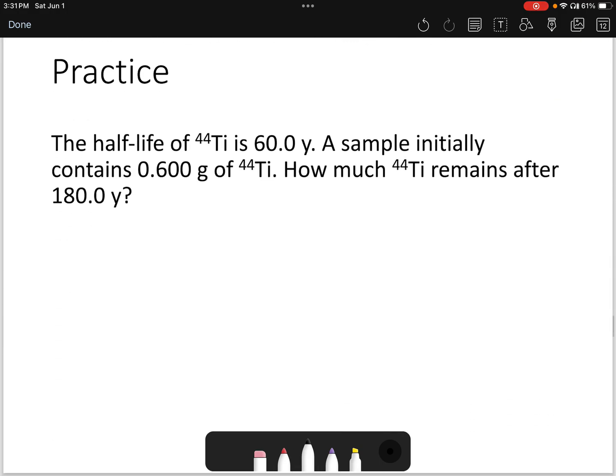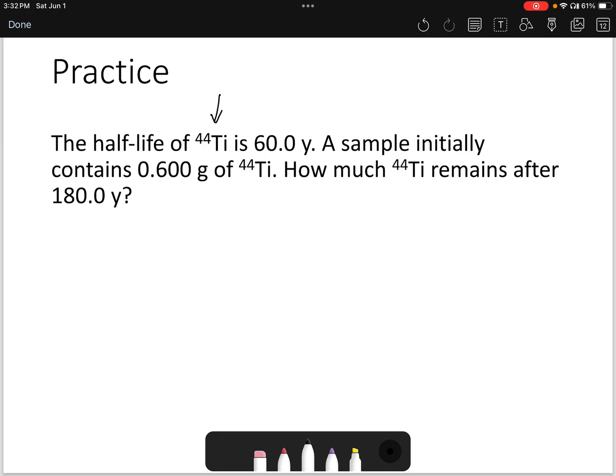So let's do another practice problem. This time we're looking at titanium-44, so Ti-44. The half-life of this isotope is 60 years. So it takes a really long time for this isotope to decay. Now let's say a sample initially contains 0.6 grams of titanium-44. How much of it will remain after 180 years?